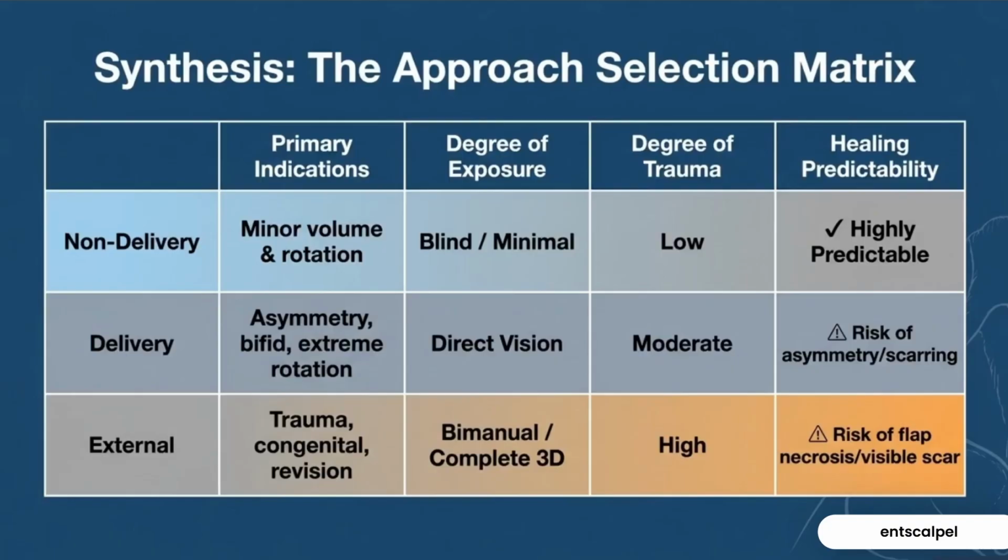It is a constant real-time calculation in the operating room. The surgeon must always ask, how much access do I absolutely need to fix the specific problem, versus how much natural structural integrity am I willing to permanently compromise to get that access? It completely reframes how you view a successful rhinoplasty. It is so much more than a surface-level cosmetic alteration. It's an exercise in physics.